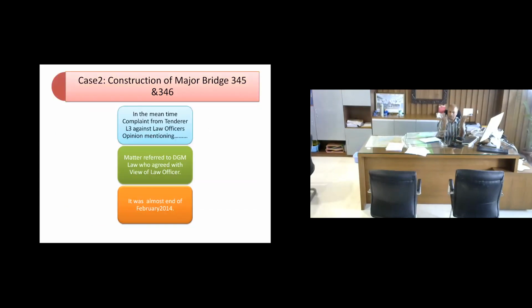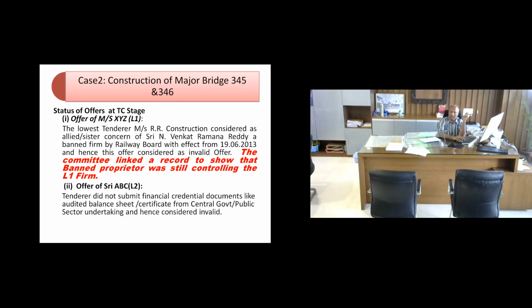in the meantime, the moment we had the opinion from the law officer about L1, that work can be given to them, there was a complaint from the lowest tenderer, saying that the law officer is biased and is trying to favor L1. So we referred it to a higher authority, who agreed with the view of the law officer. It was almost February. So we came from December to October to February, almost 4 months passed. Then I told the Deputy that the committee should go through the entire document submitted by the firm and see what is on record.